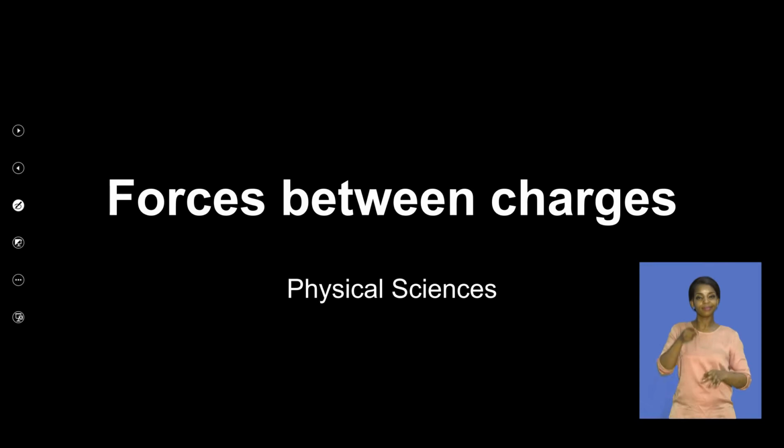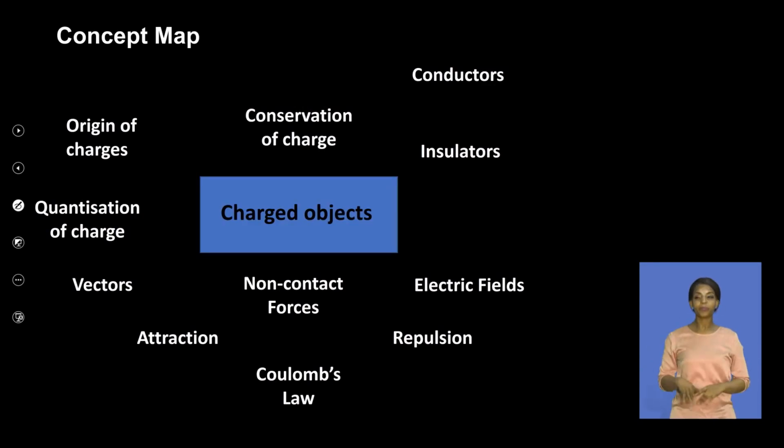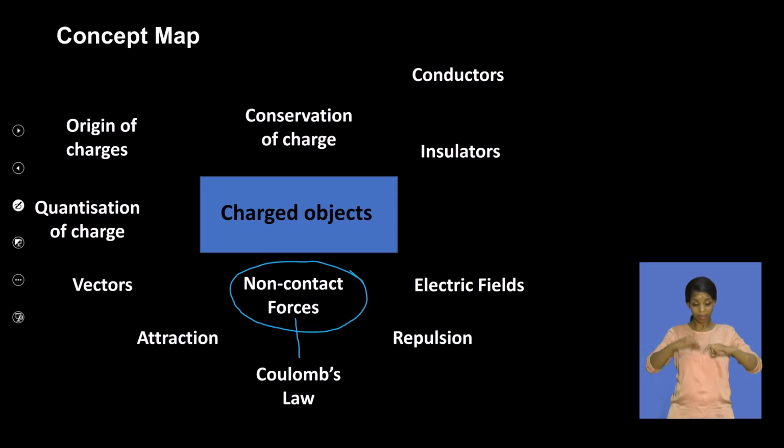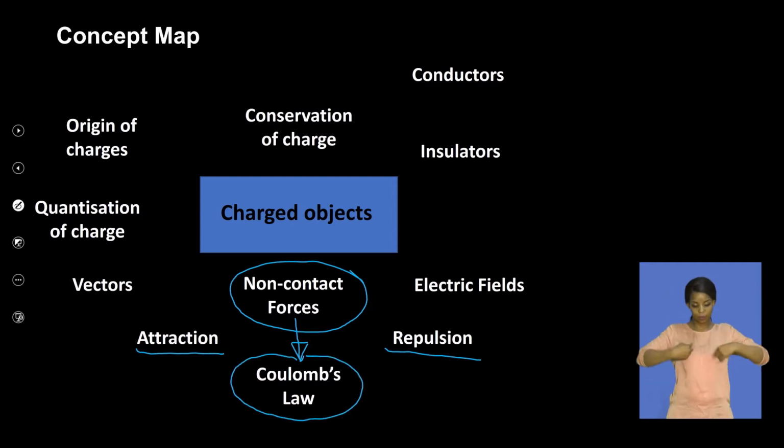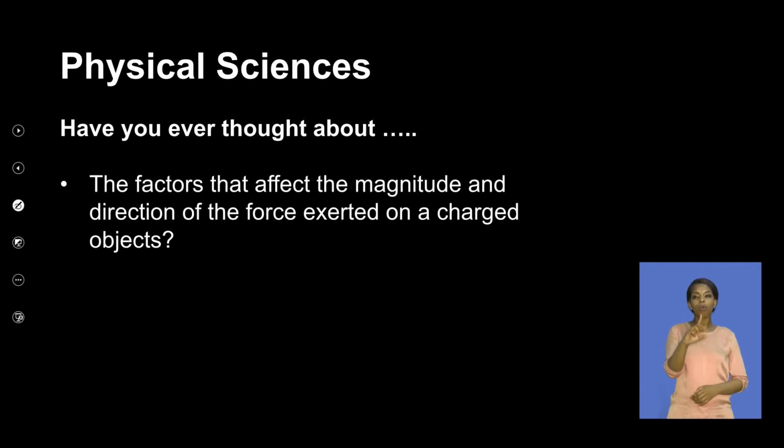Right, just to get us started as an icebreaker, we've got a concept map. Today we are looking at field forces, which are non-contact, with respect to Coulomb's Law. What we already know is that between any two point charges, there is an electrostatic force. That force can either be attraction or repulsion, but our main focus is on Coulomb's Law. Now, the thinking part is the key thing for today. Have you ever thought about the factors?